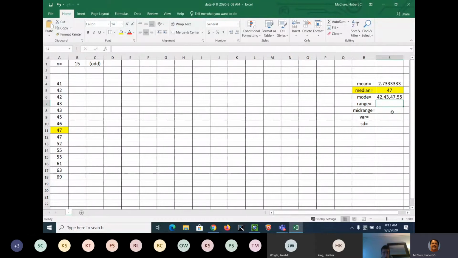Range. Range is equal to the highest minus the lowest. Mid-range is equal to the highest plus the lowest, divided by 2.